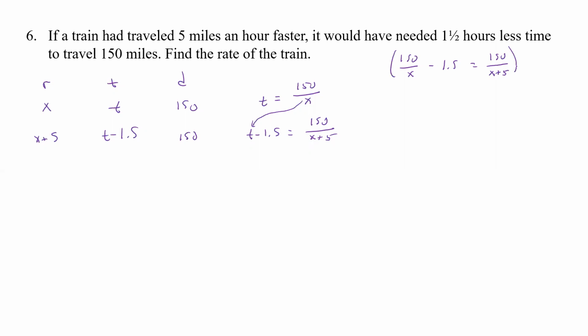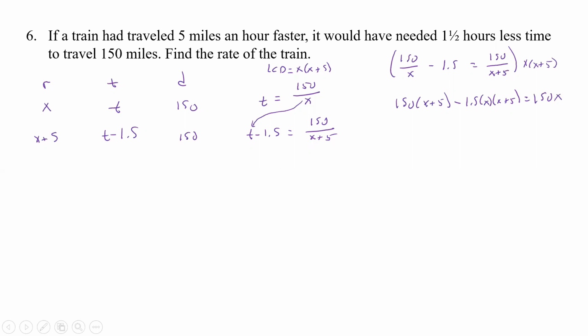And now we'll multiply by our LCD, which is just x times x plus 5. Now, when we do that, the x's cancel on that first term, so we have 150 times x plus 5 minus, now nothing cancels, so we have 1.5 times x plus 5 equals, now the x plus 5's cancel, so we have 150x.